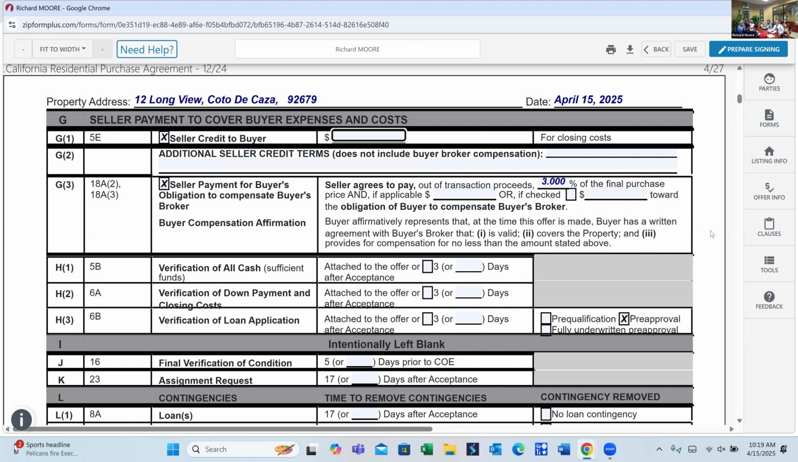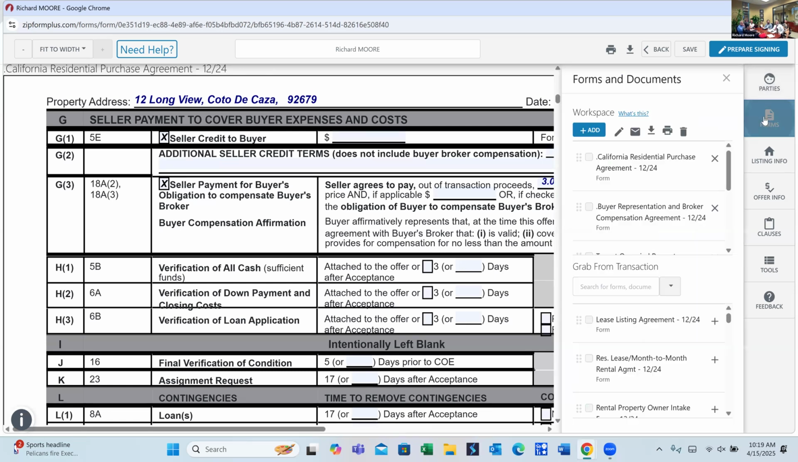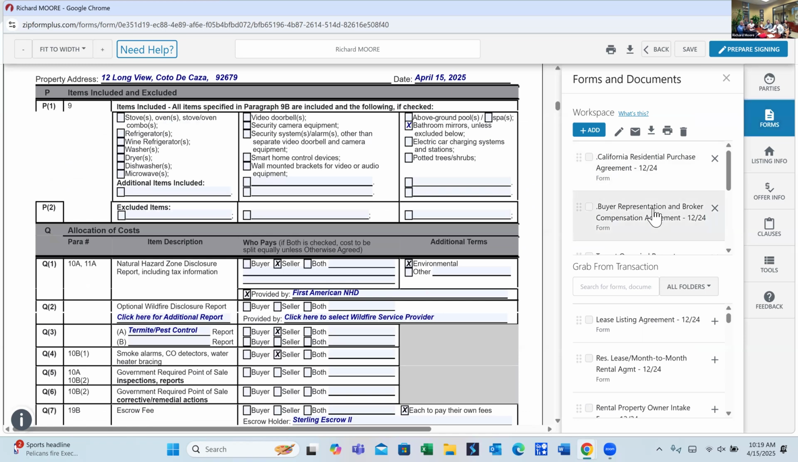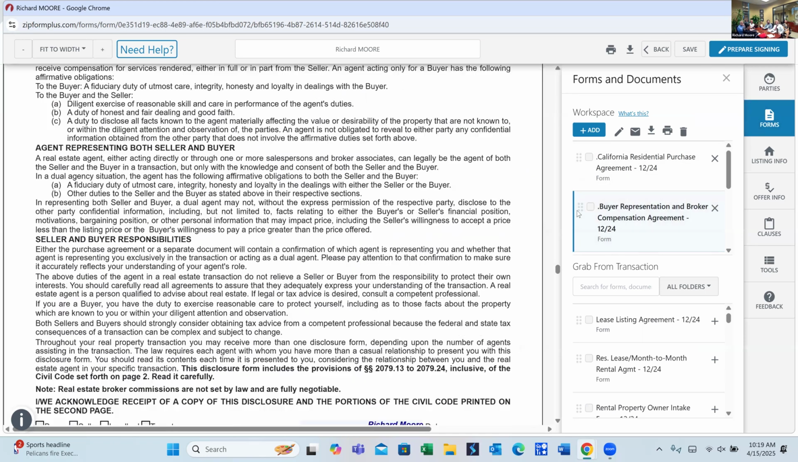And here's something I just want to point out. I've got 3% here. I'm saying, as the buyer, Mr. Seller, I want you to pay my agent 3% of the final purchase price. Now I'm going to pull up the buyer representation broker compensation agreement that I had my buyer sign.